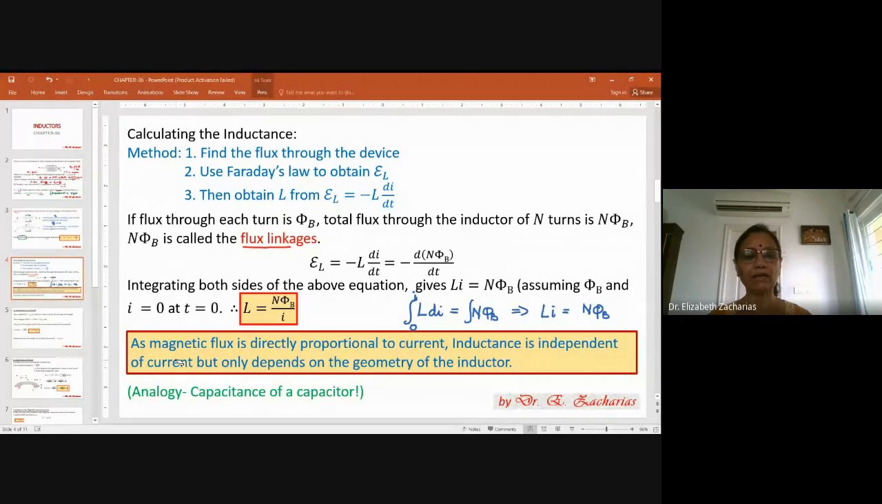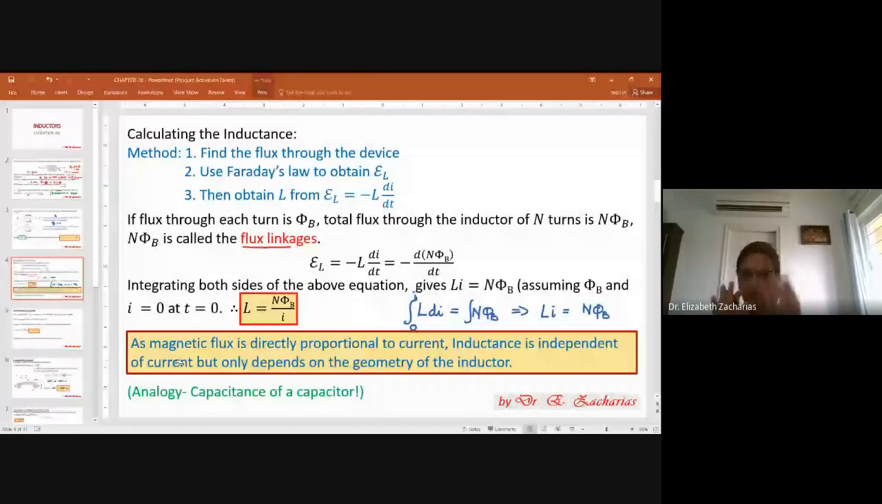What is N? Number of turns, that is geometry. Then what is phi B? Phi B is B into A. What is A? Area of cross section. That is also geometry. Are you understanding? So the inductance value depends on the geometry. How many turns are there? What is the area of cross section? That is simply geometry.